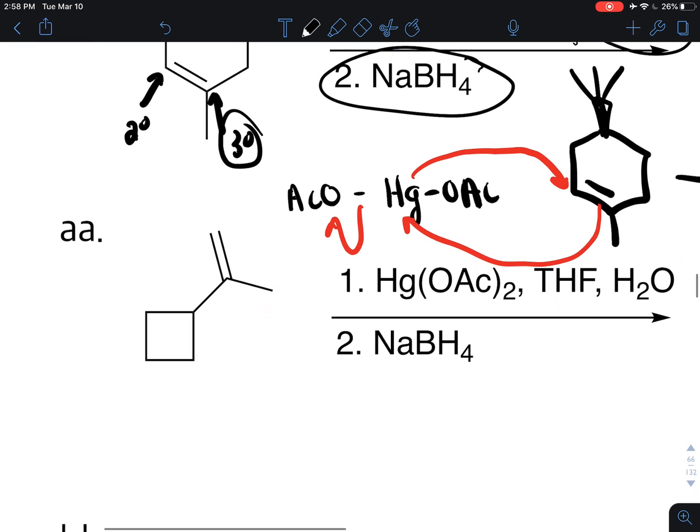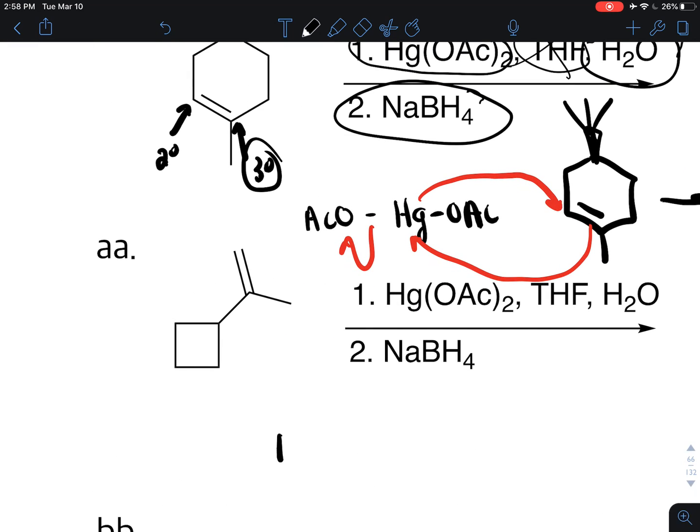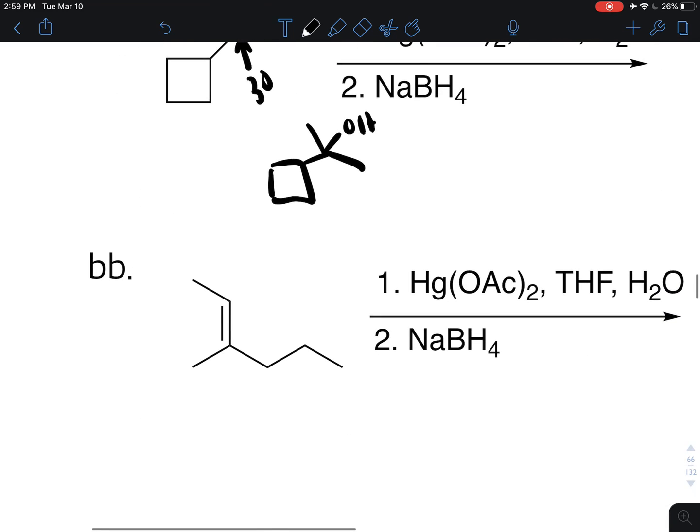So what results from this is essentially, we have a tertiary carbon and we have a primary carbon, so we're going to get an alcohol on that tertiary carbon. Boom, that's my answer. Note that there is no stereochemistry indicated here because we have an achiral center. All right, and that's it for AA.